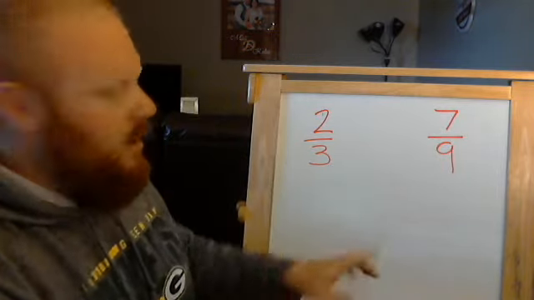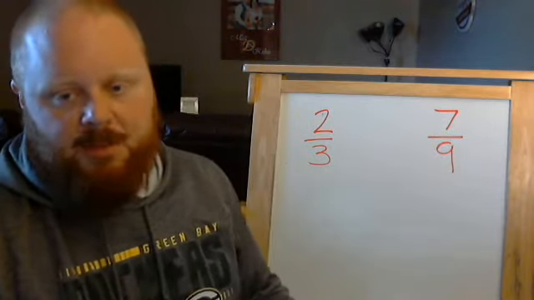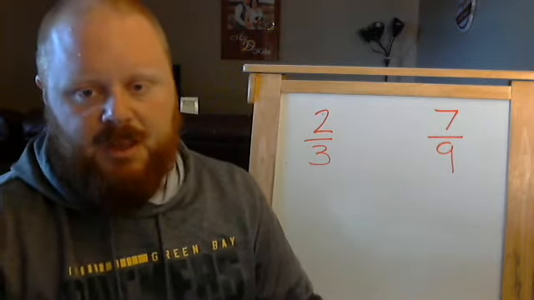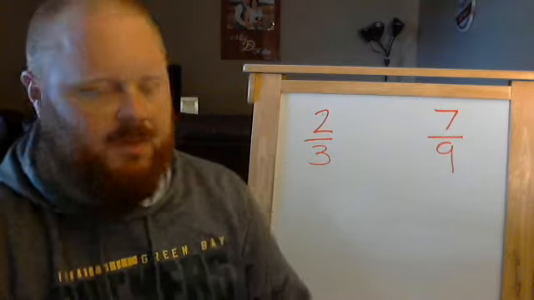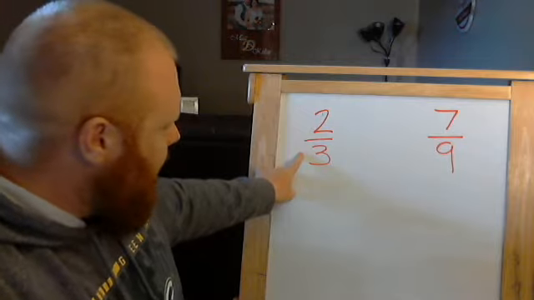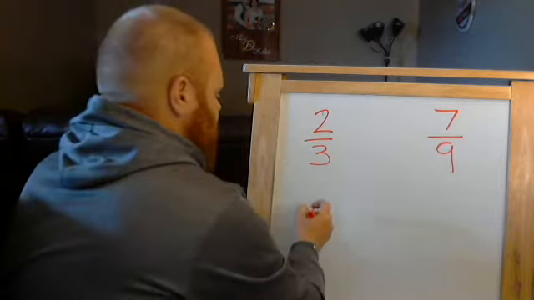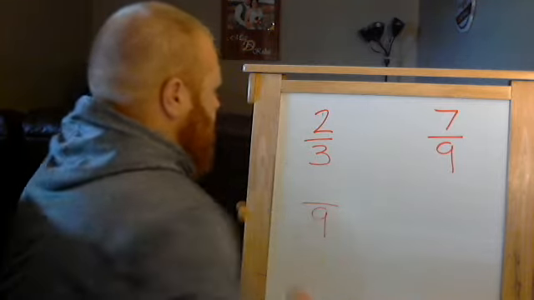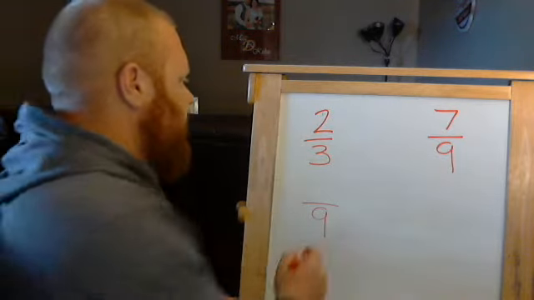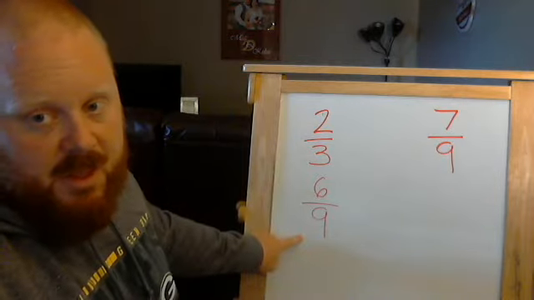So one thing here is 3 fits into 9. So 9 is a multiple of 3. 3, 6, 9. Third multiple. Another way to say it is 3 is a factor of 9. So what I can do is manipulate this fraction and turn it into ninths using an equivalent fraction sentence. 3 times 3 is 9. 2 times 3 is 6. 2/3 is equivalent to 6/9.